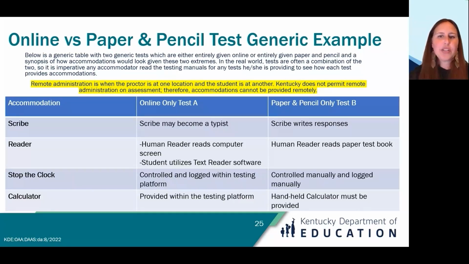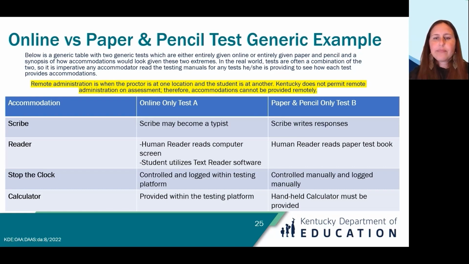On this screen, you will notice a very basic example of how testing environment can impact the way an accommodation is provided. However, it does not impact the regulations that govern the limits of an accommodation. Let's say we have two tests. Test A is given completely online. There is no paper and pencil option.